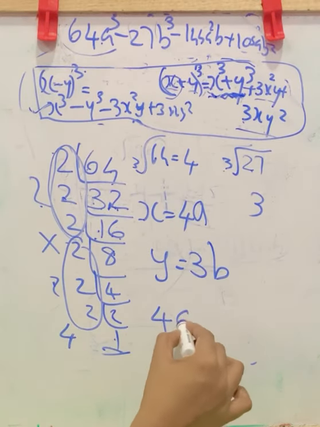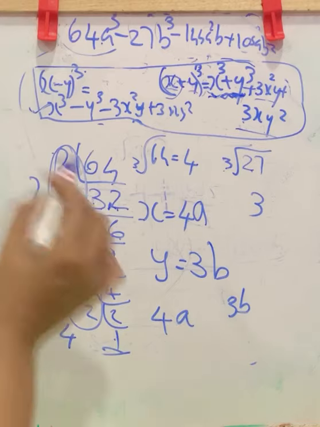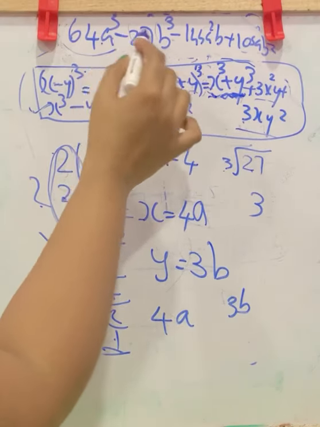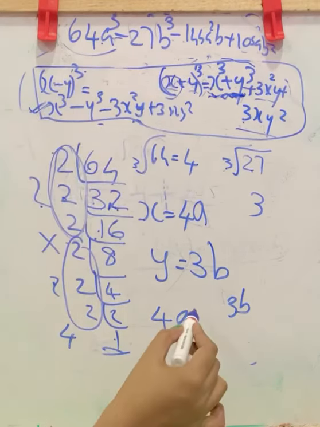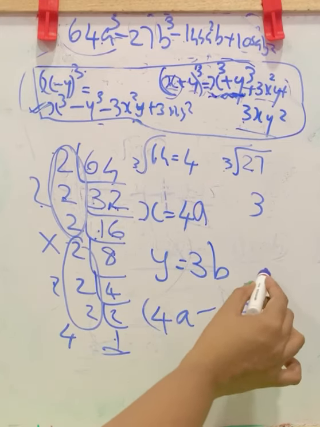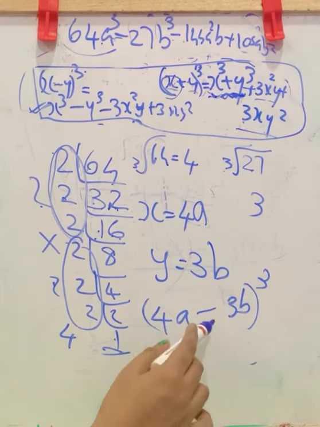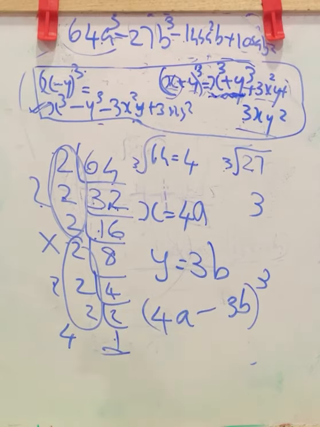So we can write 4a and 3b, but we don't know the sign. Check the symbols here. Here these two are negative, so this is the identity 4a minus 3b whole cube. That is 4a minus 3b into 4a minus 3b into 4a minus 3b.